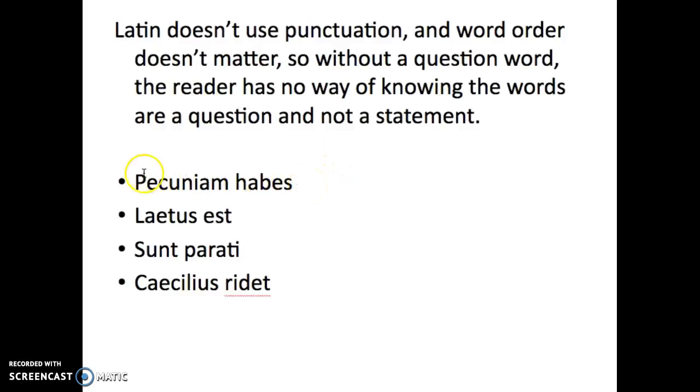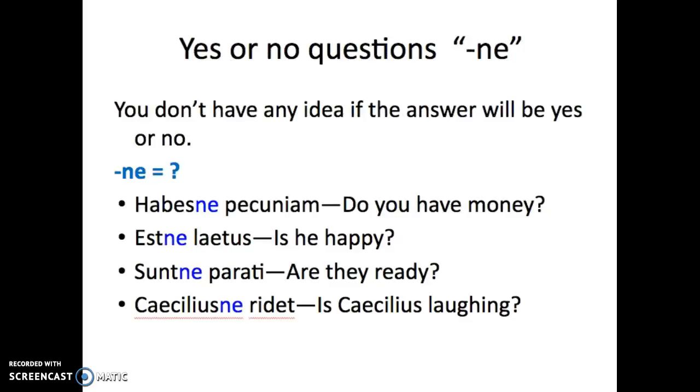Right here, pecuniam habes. You have money. Laetus est. He is happy. Sunt parati. They are prepared. Caecilius ridet. Caecilius smiles. The way they look here, they're just statements. To make them a question in Latin, you're going to stick ne on the end of whatever is the first word in the sentence. These three happen to be verbs. This one's a noun. It's whatever word you want to start the sentence with, you stick ne on the end of that.